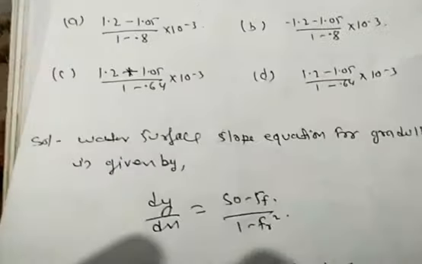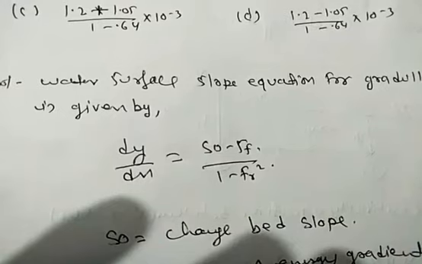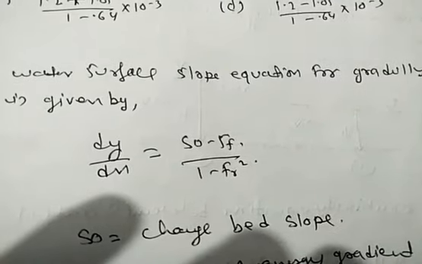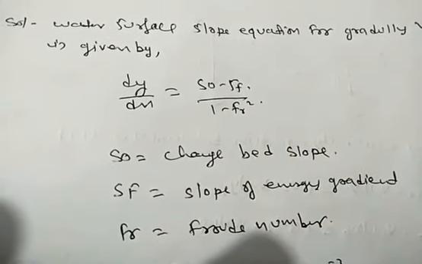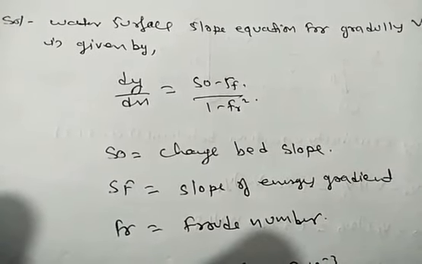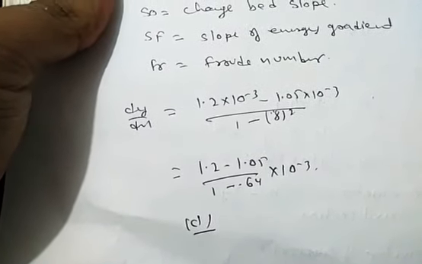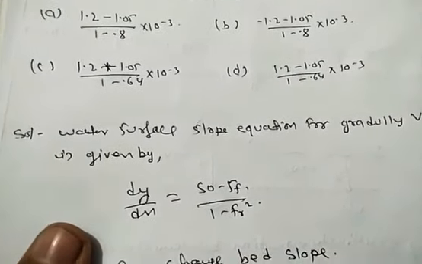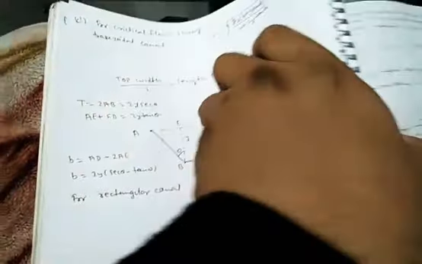And solve this question. The water surface slope equation for gradually varied flow is given by the formula dy by dx equals (S0 minus SF) divided by (1 minus Froude number squared). S0 is the bed slope, SF is the slope of the energy gradient, and FR is the Froude number. Put the values and solve the question. The correct answer is D, (1.2 minus 1.05) over (1 minus 0.64) × 10⁻³. And next question is question number 5.